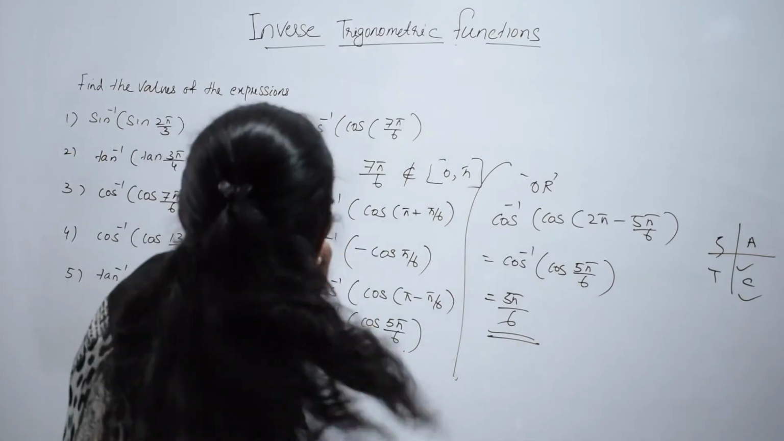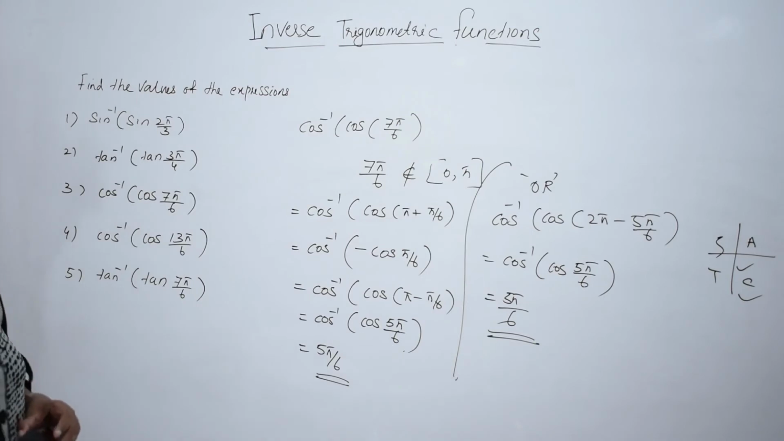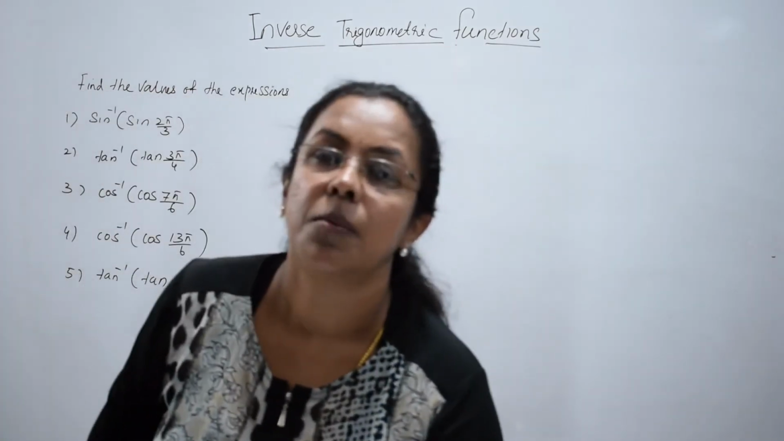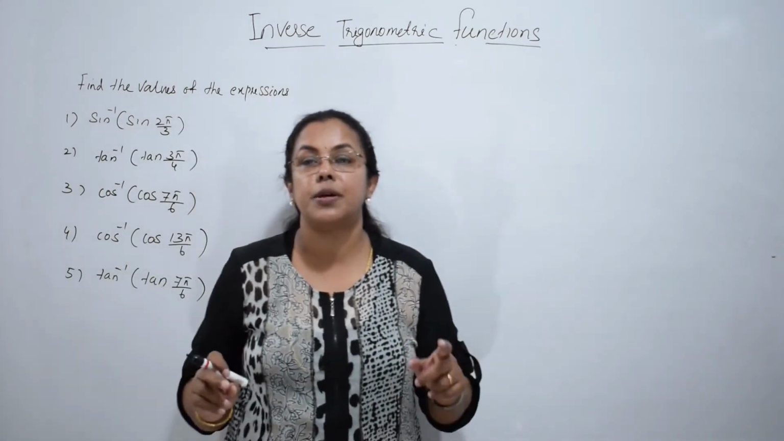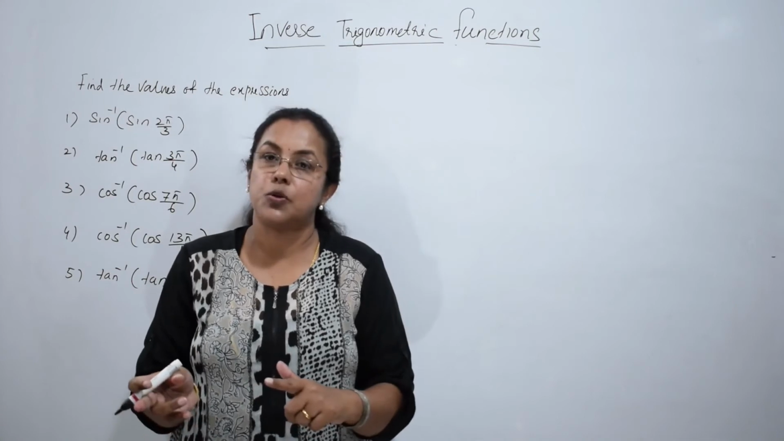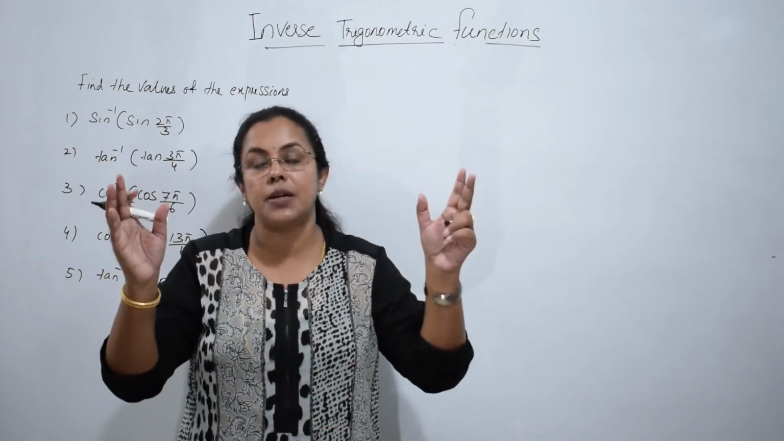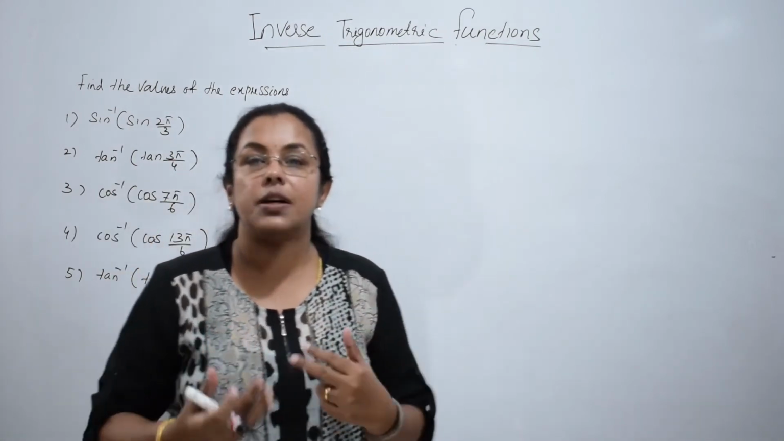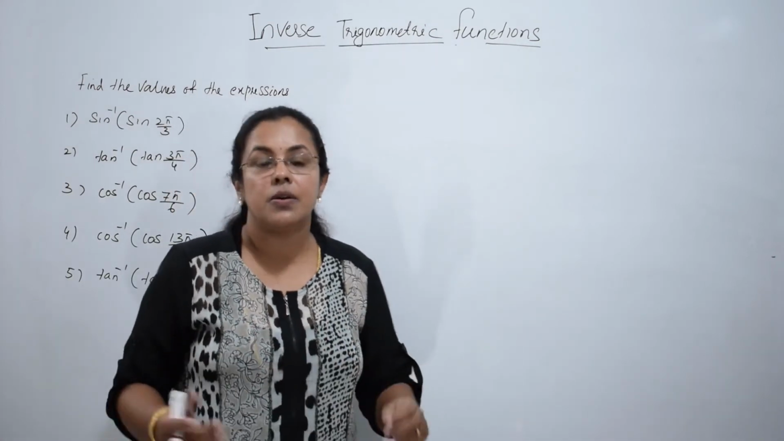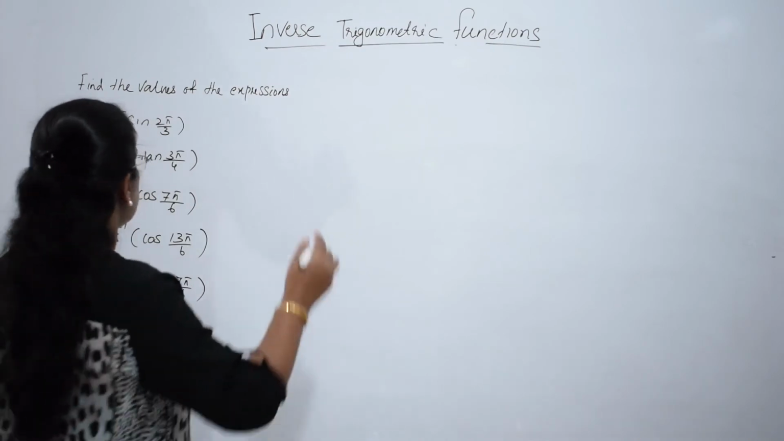Now 2 more questions left. This is very easy. Just remember the range. Mainly 2 ranges you have to remember. One is minus pi by 2 to pi by 2. Other one is 0 to pi. Just remember that much. Rest of the work will be done by the brain itself. Learn it thoroughly.